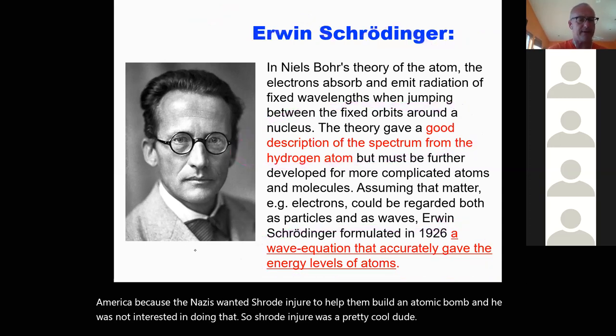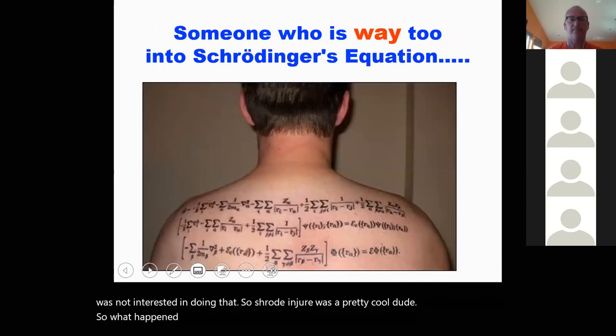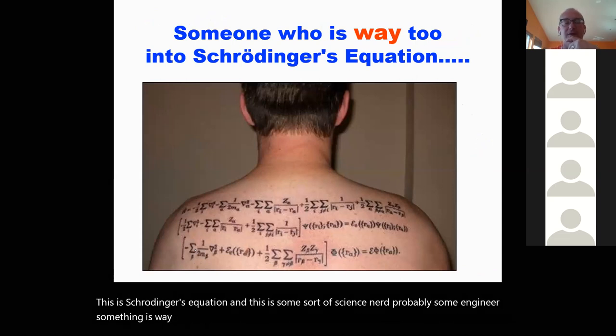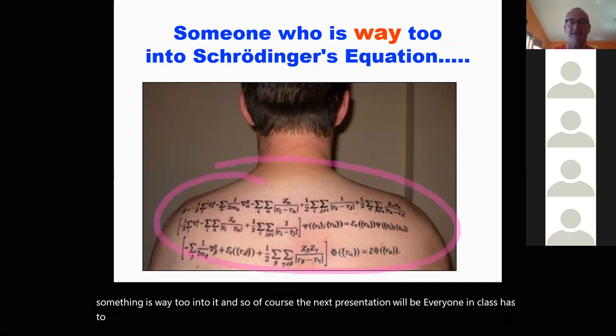So what happened next? This is Schrödinger's equation. And this is some sort of science nerd, probably some engineer or something, who's way too into it. And so, of course, the next recitation will be everyone in class has to derive this equation. What do you think? Does that sound like a pretty good idea?